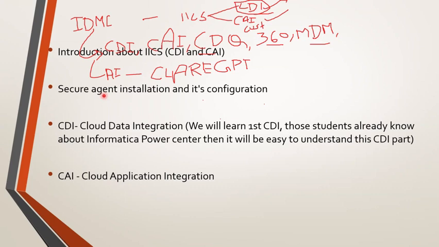In PowerCenter, if you notice, we are installing the entire server on one machine, and after that it requires the client installation on each and every developer machine, right? So this part will be avoided in the cloud. We'll install only the secure agent on one machine, like the server machine.